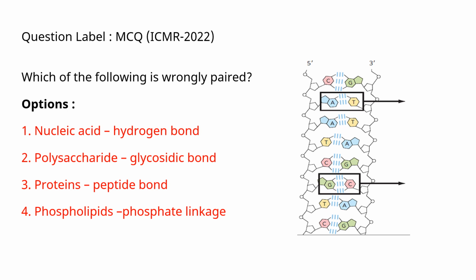So if it's asking which is wrongly paired, our answer should be the first one, that is nucleic acid and hydrogen bond. If it was linked with the phosphodiester bond, then it would have been the correct answer. So that's the way we solve these questions. In the next part, we will discuss another topic and also practice some of the questions which have been asked previously in the ICMR.